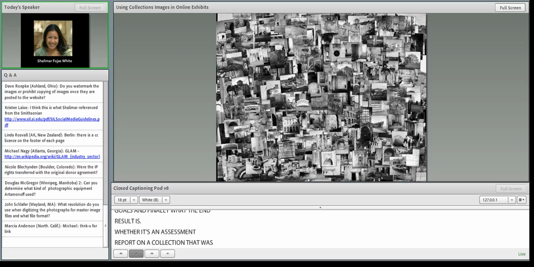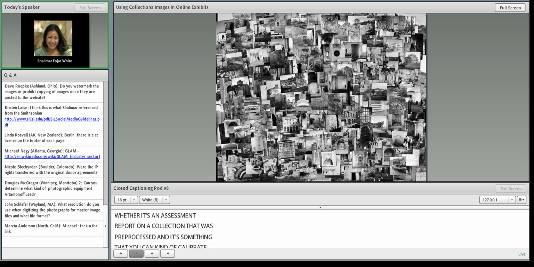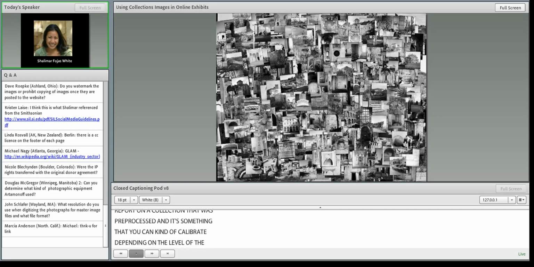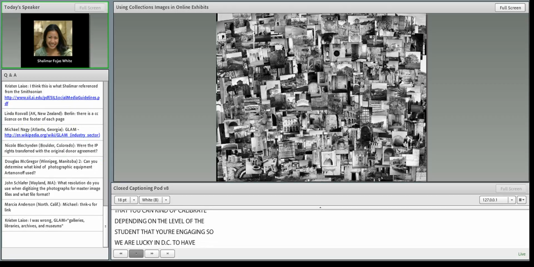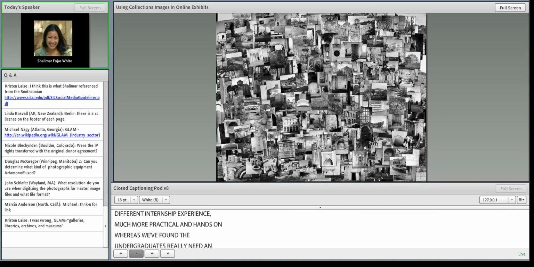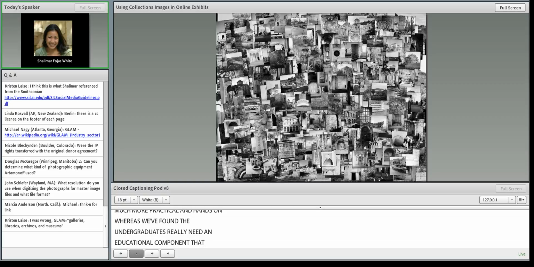We are lucky in DC to have access to library programs for graduate students. The University of Maryland has a library program, and so does Catholic University. They're looking for a very different internship experience, much more practical and hands-on, whereas we found that the undergraduates really need an educational component that lights them up intellectually, in addition to whatever tasks we have them accomplish.